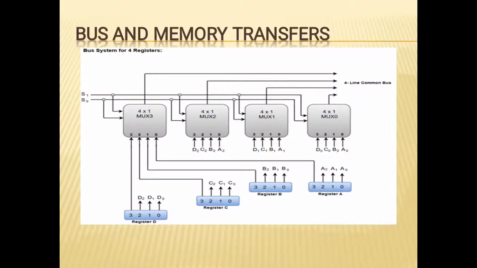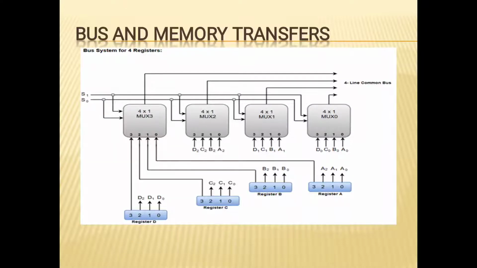In this case, we have 4 input lines. It means 2 power n equal to 4, as 2 power 2. Whenever the base is equal, we can say n equal to 2. It means we have 2 select lines. We already discussed this topic in multiplexers. So here in the bus construction, we have four 4 into 1 multiplexers and 4 registers of 4 bits.